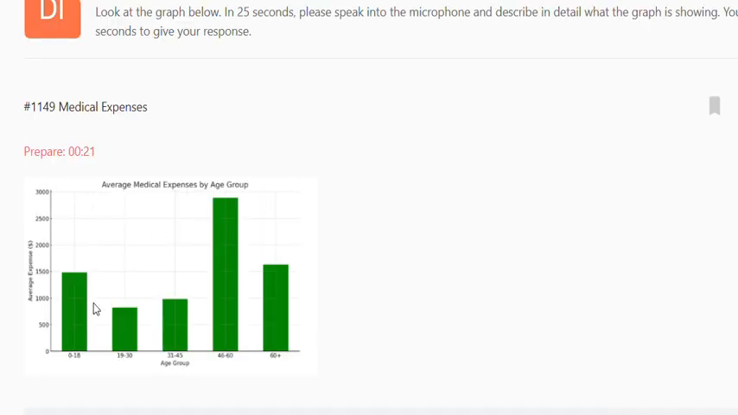Okay, this is a bar chart. Average medical expense by age group 0 to 18, 46 to 60, 60 plus. Average expense in dollars. Expense by age group. This is a bar chart. Highest, lowest. The bar chart in front of me represents average medical expenses by age group.